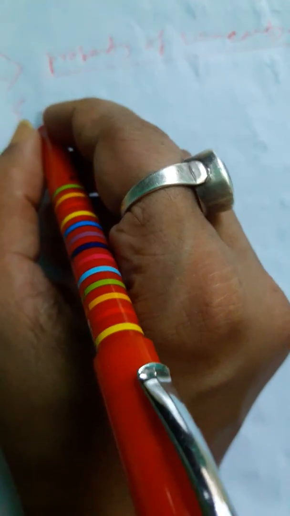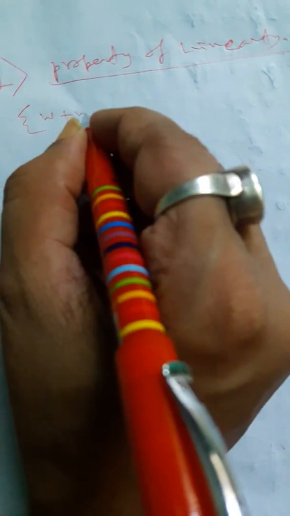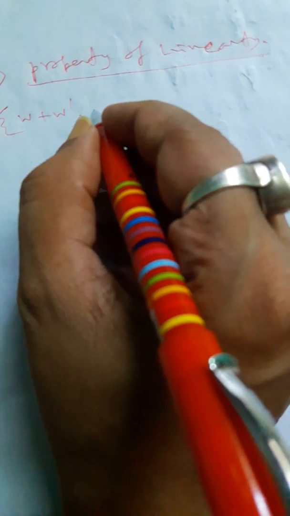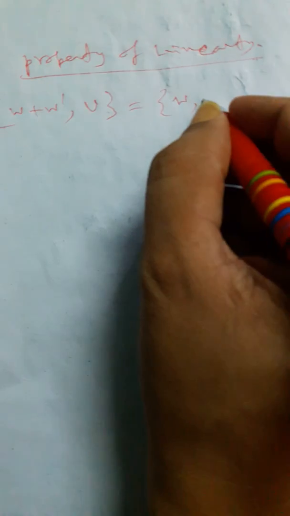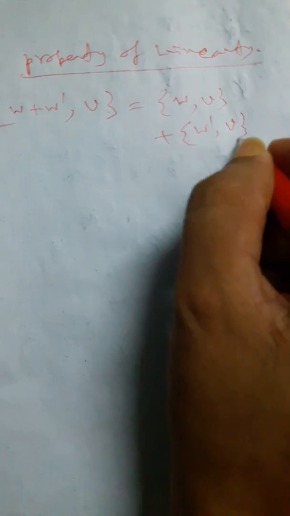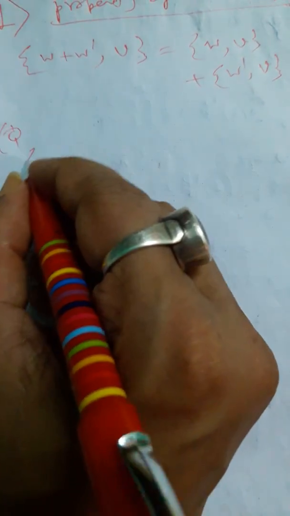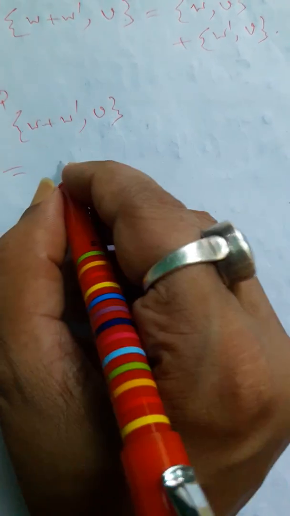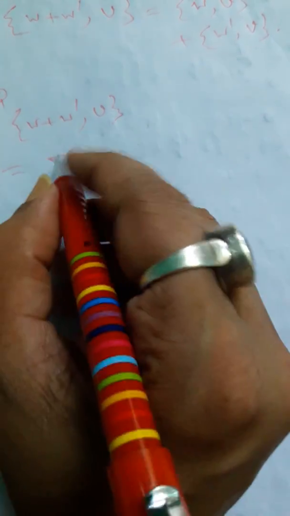Suppose the bracket of w plus w dash, v will be the bracket of w v plus the bracket of w dash v. Then how do we prove it? From the basic definition of the Poisson bracket, we write w plus w dash and v, by the definition, as the sum of i equals 1 up to n.